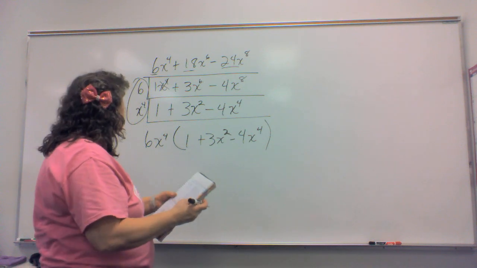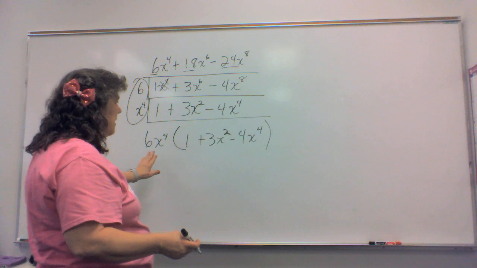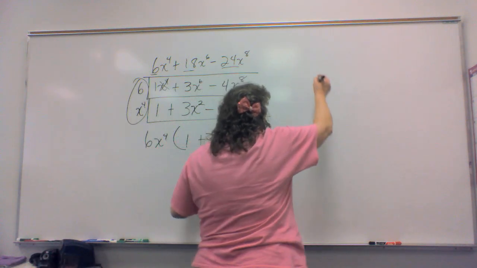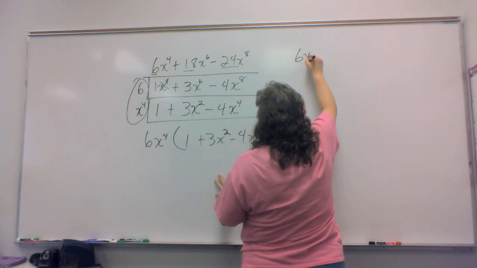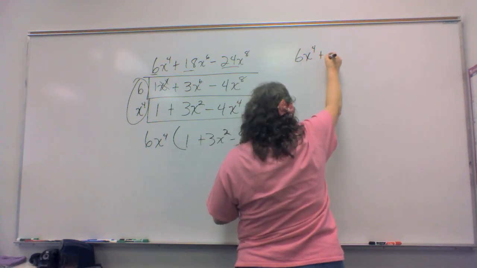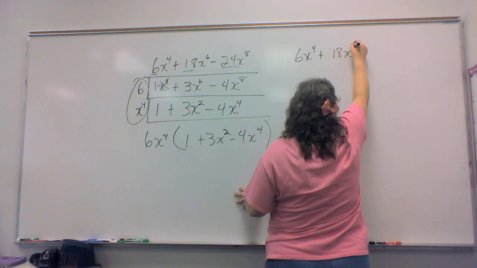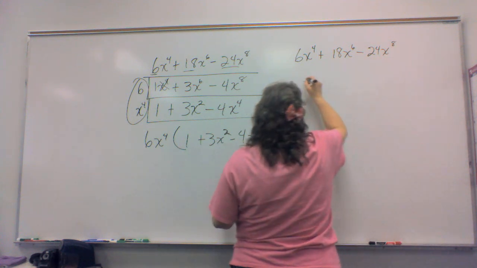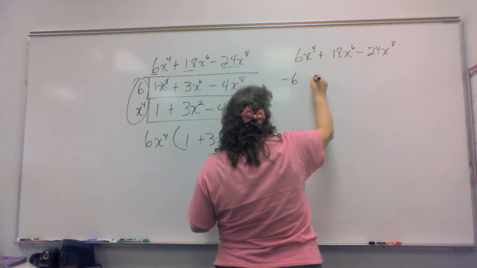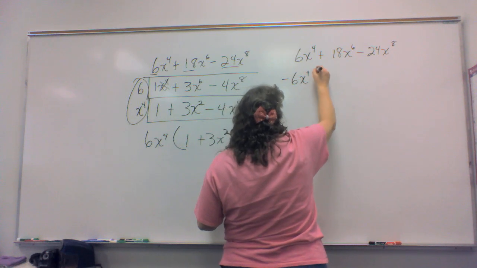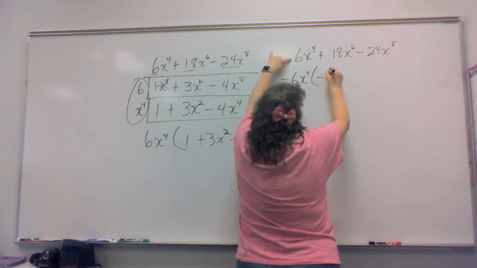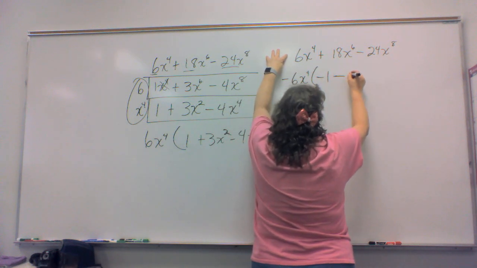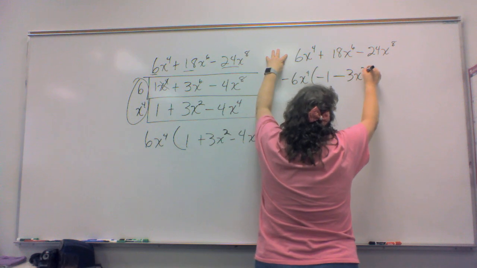We could also have factored out a negative number. And you'll have a problem or two that they ask you to do that. So let's look at this again. And instead of taking a positive 6 out, let's take a negative 6 out and look what happens. Okay? Negative 6, x to the fourth. And that's going to leave me negative 1 because negative times negative gives you that positive. And a minus 3x squared.